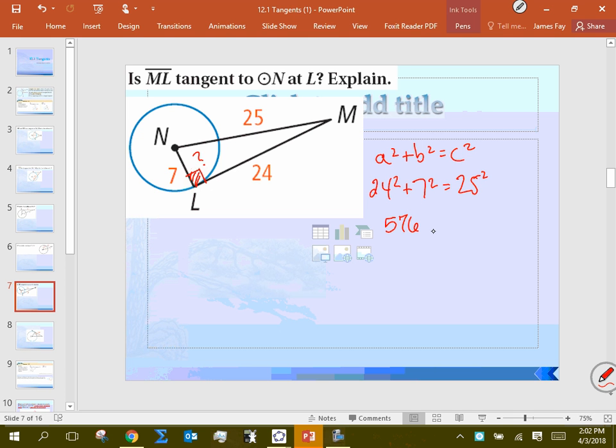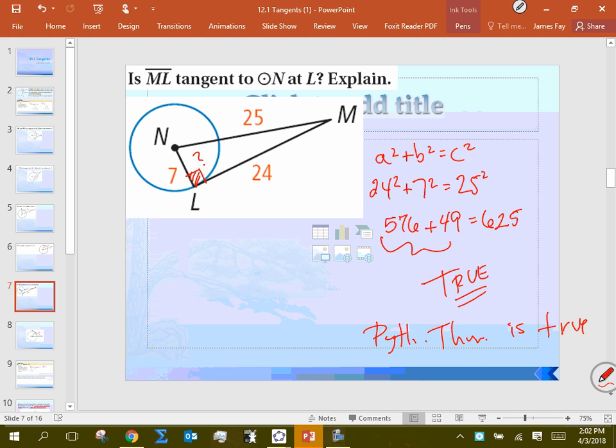Okay. 7 squared is 49. Anybody know 25 squared? Good, 625. Is that a true statement then? Does that sum equal 625? Yes, it does. So it's a true statement. So the Pythagorean theorem is true, or works.